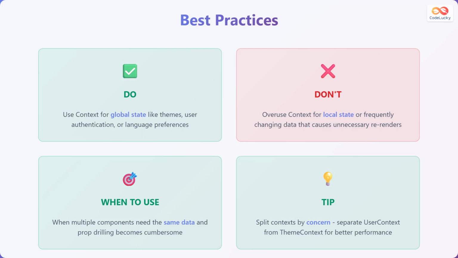Here are some best practices to follow when using the Context API. Do use context for global state, such as themes, user authentication, or language preferences. Do use context when multiple components need the same data and prop drilling becomes cumbersome. As a tip, consider splitting context by concern. For example, separate user context from theme context for better performance. Don't overuse context for local state or frequently changing data that causes unnecessary re-renders.